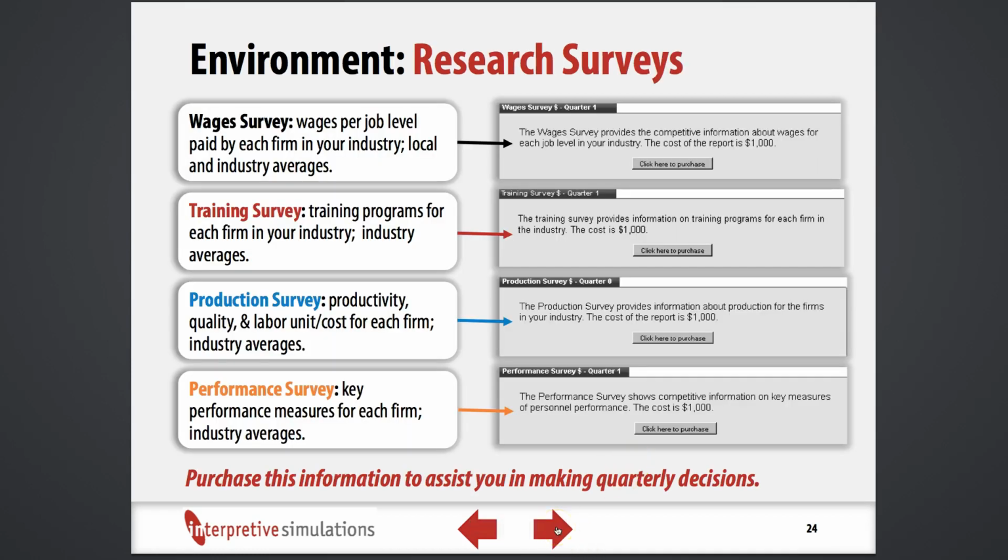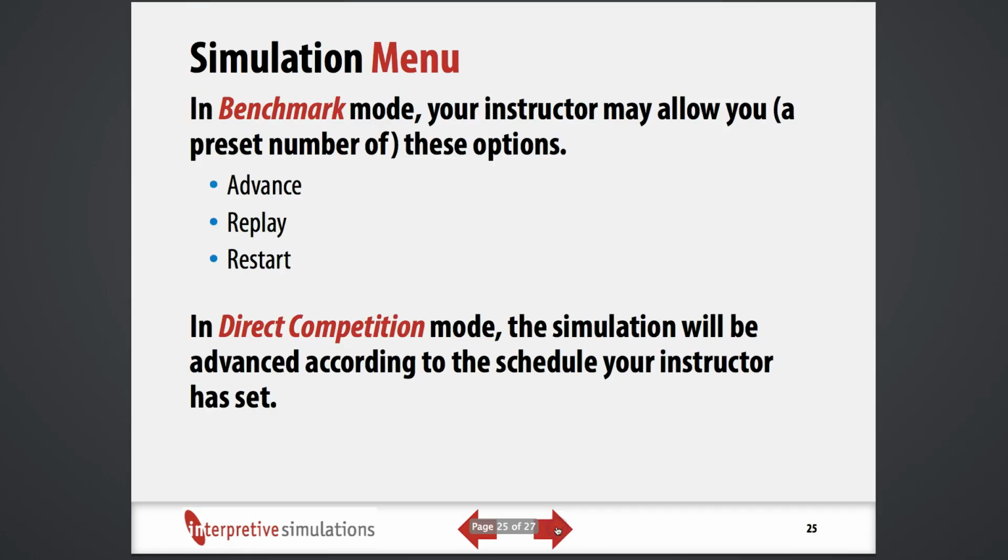As I said, the research surveys we don't have to worry about. In our benchmark mode, at the very bottom of the menu where it says simulation, you have the option to advance, replay, or restart. When you're in practice mode, you can replay or restart all the time. When you are in the simulation, unless I give you permission, you don't get to replay it or restart it. I can only give you that option if we reset it. Once you're in benchmark mode and when you're ready to go, you can hit advance and you move forward to the next quarter, and you can make decisions for the next quarter.